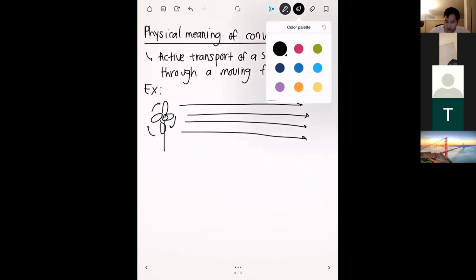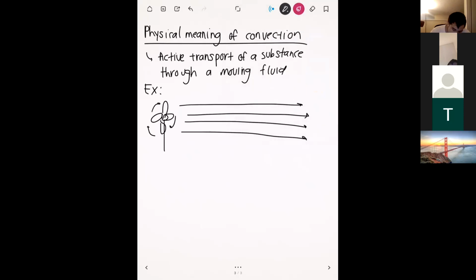If you took a bottle of air freshener, and let's say we have an air freshener bottle like this, and it's spraying into the fan. What you would expect is that the fan is going to help spread the air freshener to the other side of the room really, really quickly, because the fan is actively pushing it to the other side of the room. And so this is convection right here.